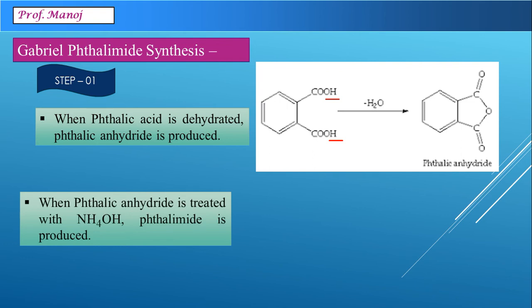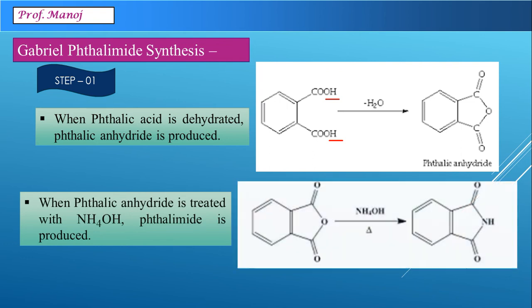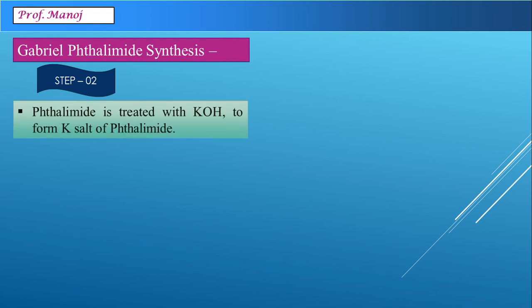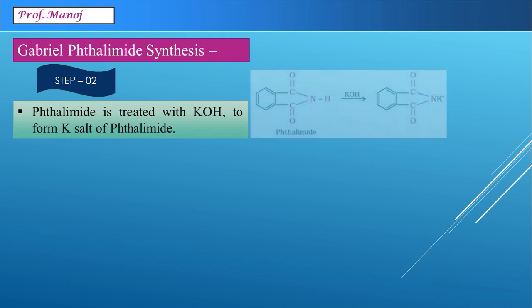This phthalic anhydride is treated with NH4OH, then it produces phthalimide. Now for exam purpose, you must remember the phthalimide structure for our synthesis. We come to step number 2 now, where the actual phthalimide synthesis takes place. First step, phthalimide is treated with KOH to form the potassium salt of phthalimide. Watch carefully. Phthalimide structure has CO twice with an NH.